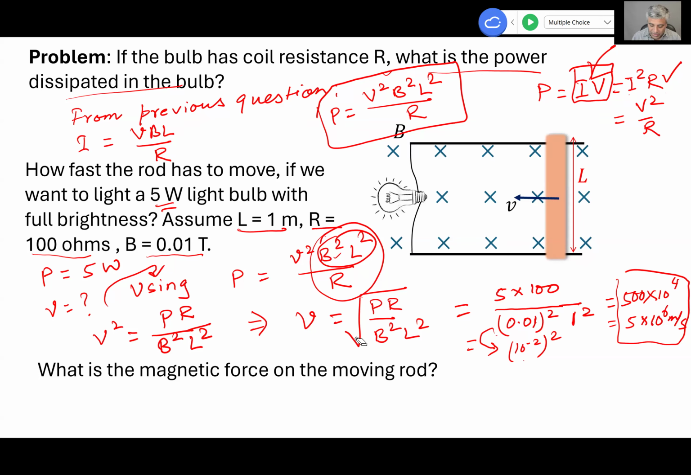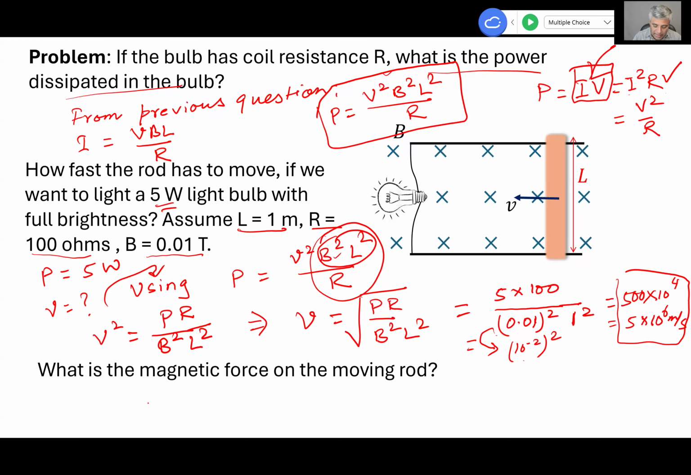Now it's asking us what is the magnetic force on the moving rod. We have to keep applying force to keep this speed, because there's going to be a drag force acting on this. Otherwise, you set up the motion and forget, and you keep getting the electricity, right? That doesn't happen. So there's going to be a magnetic force that opposes the motion of this rod.